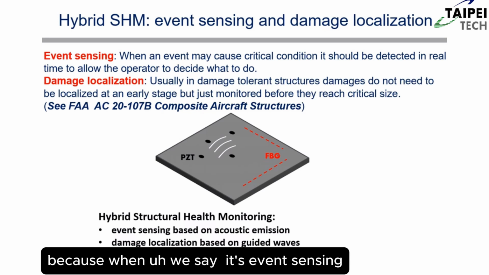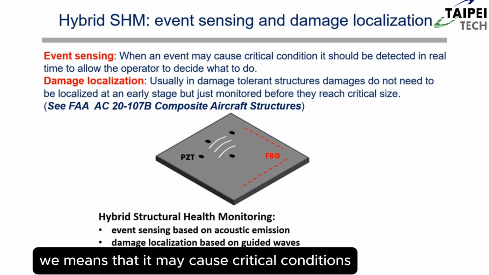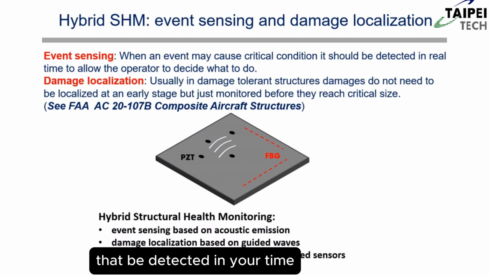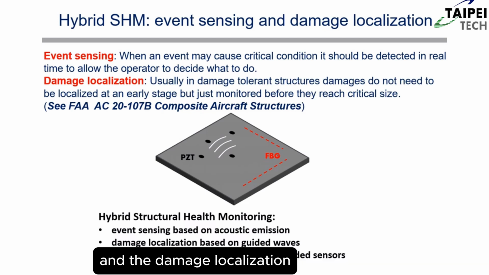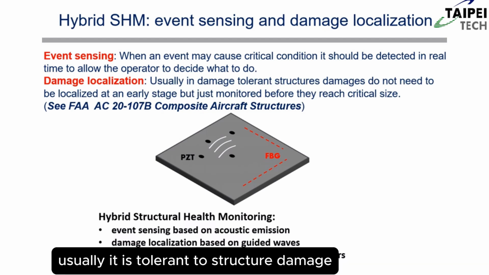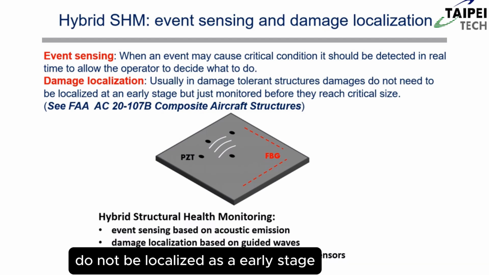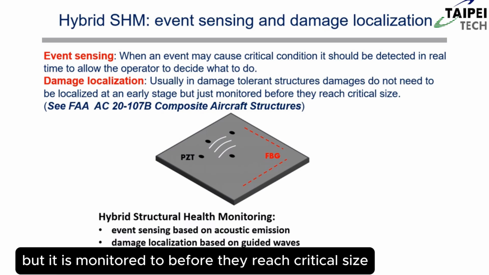When we say event sensing, we mean that critical conditions can be detected in real time, allowing the operator to decide what to do. Damage localization is usually tolerant to structural damage, so it may not be localized at the early stage, but it is monitored before and after the critical time.